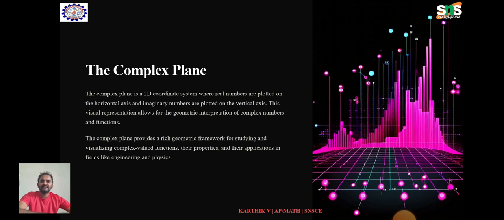Real axis. The horizontal axis represents the real part of the complex numbers. It is analogous to the x-axis in the Cartesian coordinate system used for real numbers. Imaginary axis. The vertical axis represents the imaginary part of the complex numbers. It is perpendicular to the real axis and is analogous to the y-axis in the Cartesian coordinate system.